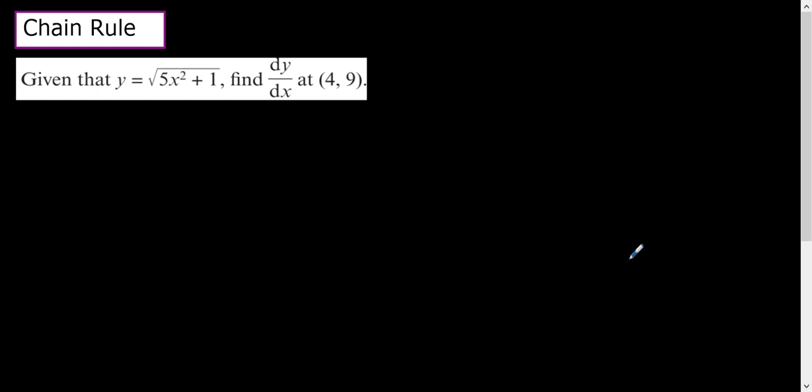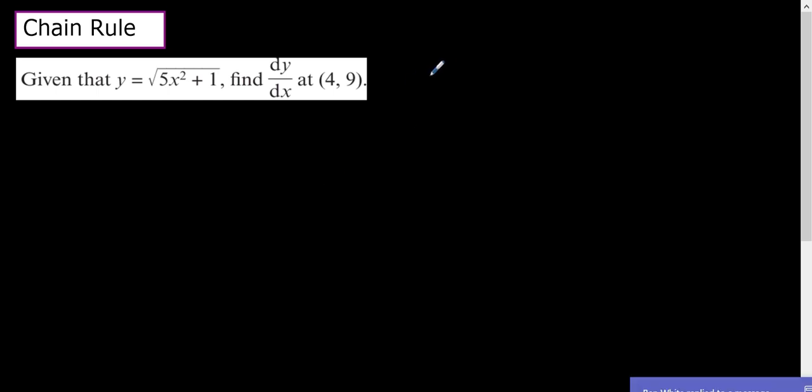So let's have a look at another example. Given that y equals the square root of 5x squared plus 1, find dy by dx at this point (4, 9), which is what we would do if we were asked to find the equation of a tangent, for example. We'd actually be finding a gradient at a point and using that gradient and that point to find the equation.